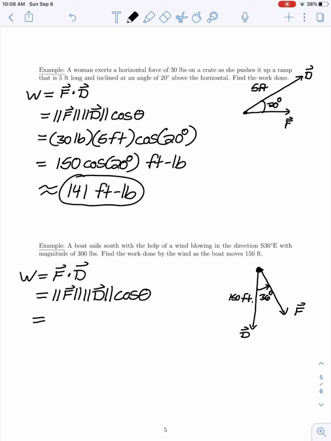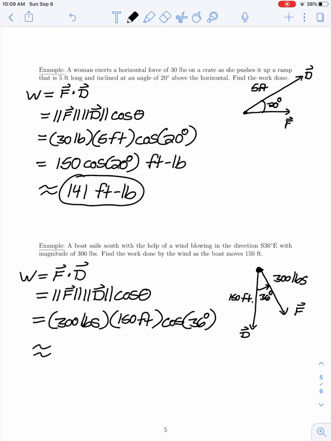The magnitude of the force vector, we were told, was 300 pounds. The displacement vector had a length of 150 feet. And then we're multiplying by cosine of the angle between them, which was 36 degrees. So making use of a calculator to approximate cosine of 36 degrees, we get approximately 36,406 foot-pounds.